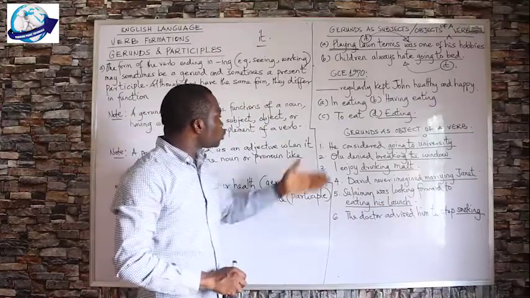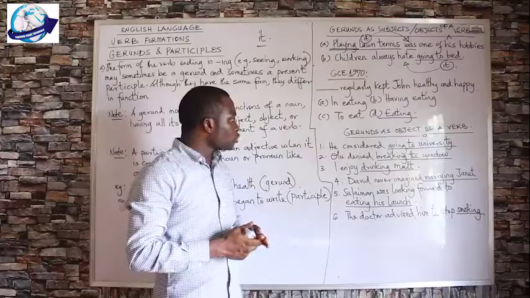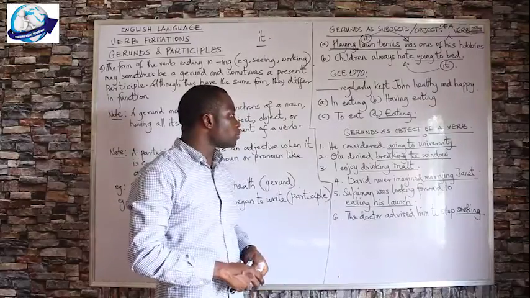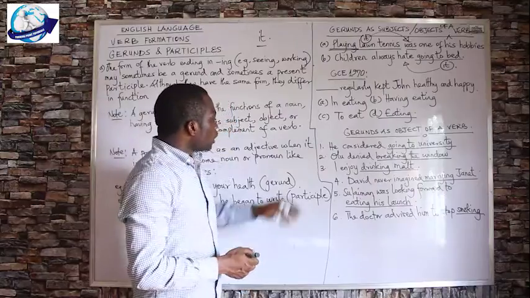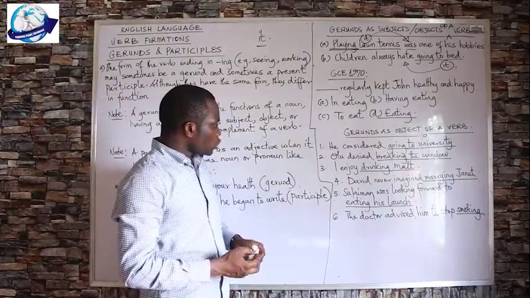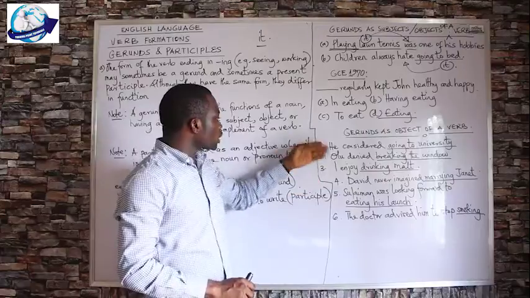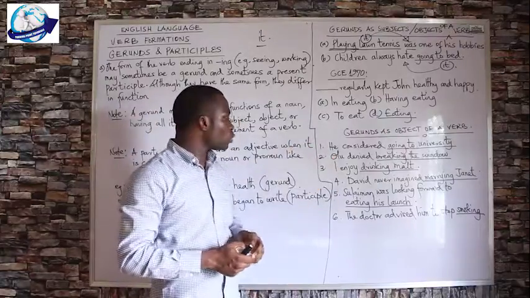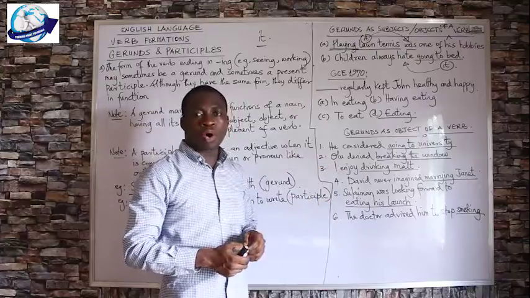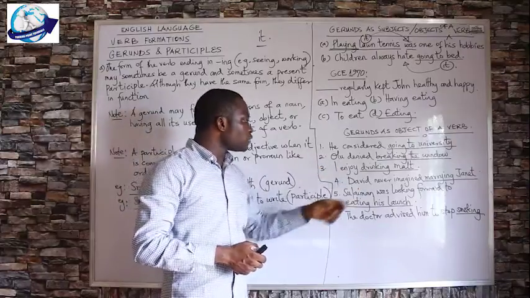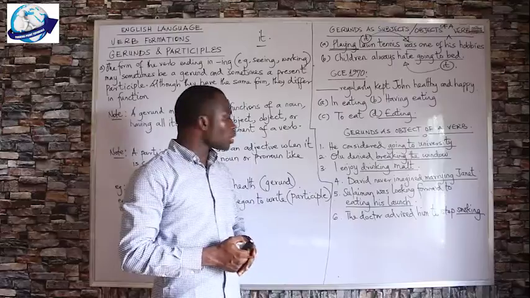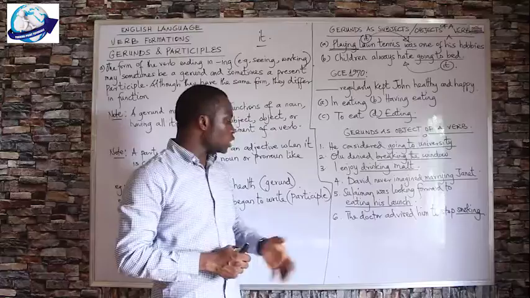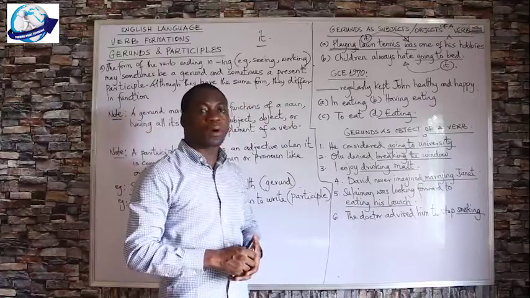Alright, then let's quickly look at gerunds as object of a verb. I'll give about 6 examples. That's very okay for now. So 1, he considered going to university. 2, Olu denied breaking the window. 3, I enjoyed drinking malt. 4, David never imagined marrying Jeanette. And 5, Suleiman was looking forward to eating his lunch. And 6, the doctor advised him to stop smoking.